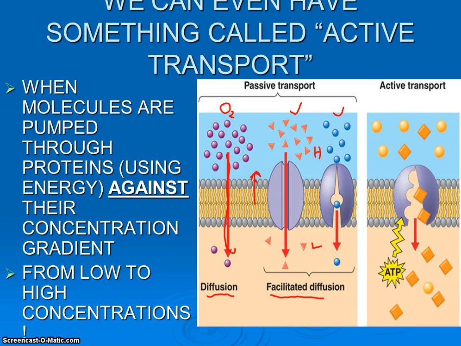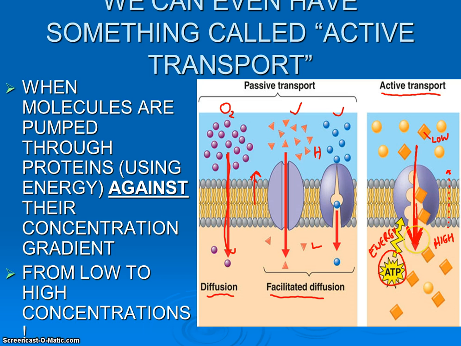But in this case here, active transport, notice that in terms of these diamond-shaped molecules, we have a low concentration outside and a high concentration inside. Now, normally with diffusion, they would move outside of the cell if they could get across. But in this case, we're using this little ATP, which represents energy. The cell will actually pump them into the cell. It's going to take energy. It's going to take work.